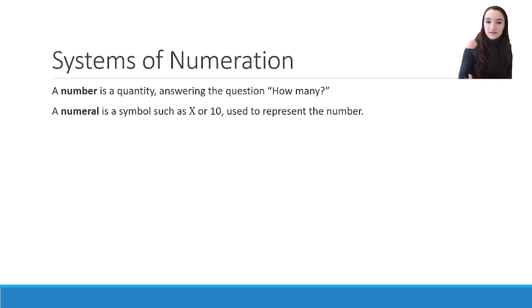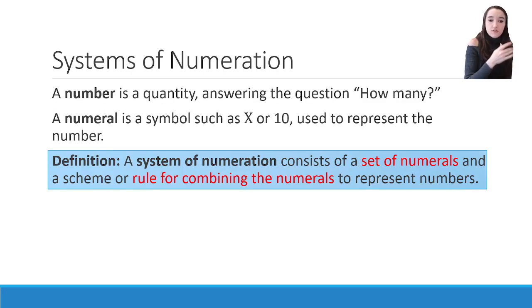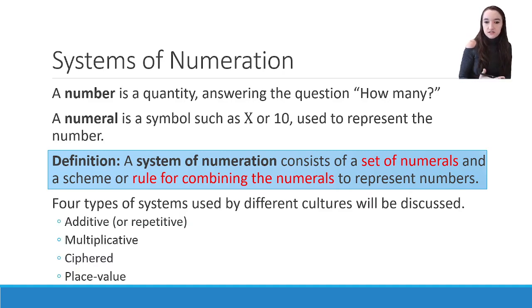So a number is a quantity that answers the question, how many? Then a numeral is a symbol such as X or 10 for 10 that is used to represent a number. Thus, a system of numeration consists of a set of numerals and a scheme or rule for combining those numerals to represent numbers. We will look at 4 types of systems that are used by different cultures throughout history. An additive system, multiplicative system, ciphered system, and place value, which is the one that we use today.